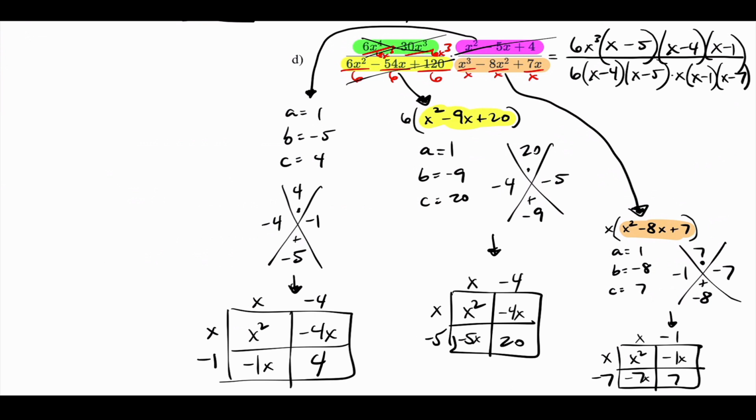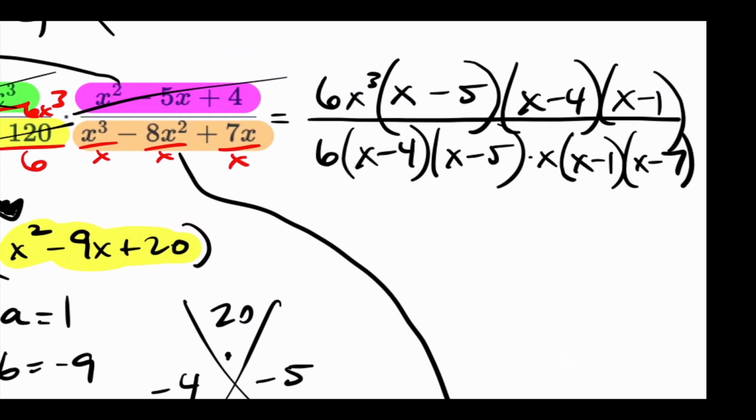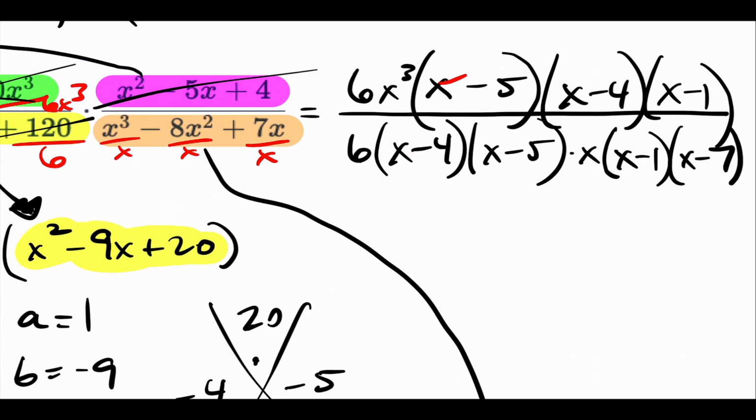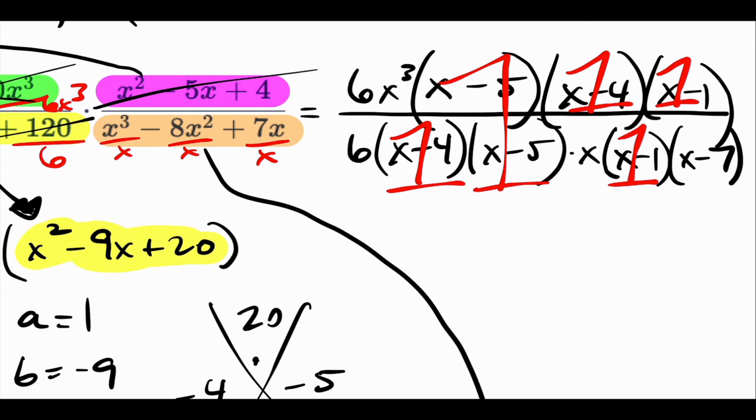Okay. Broke down everything now. Now I'm ready to start canceling things out. So x -5 and x -5, x -4 and x -4, x -1, x -1. So on top, I get 6x to the third. That's it. And on bottom, I get 6x, x -7.